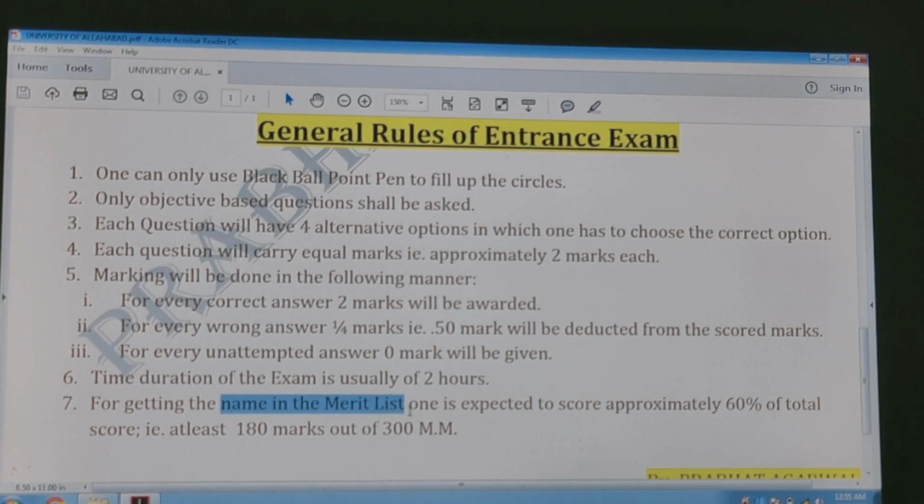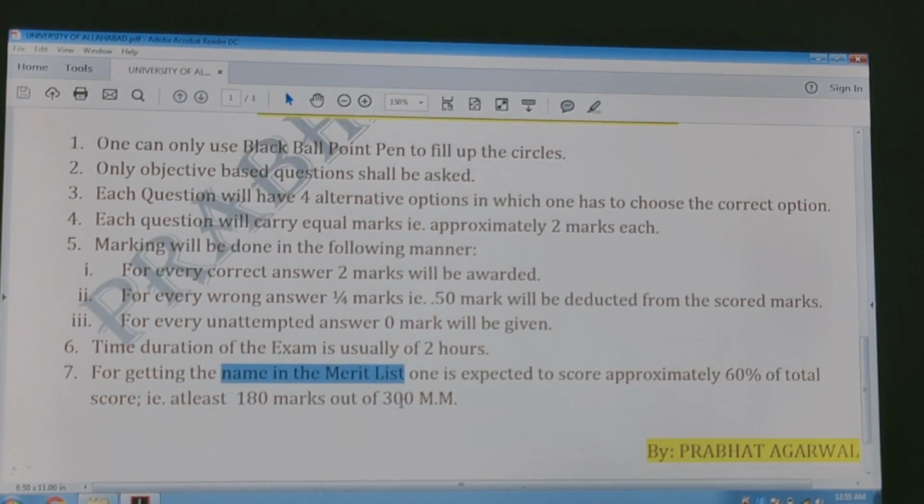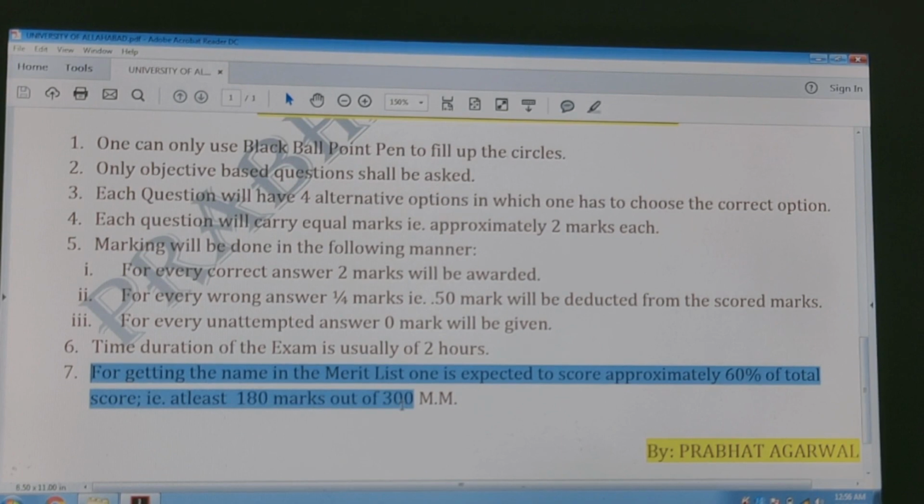So in the first list of merit, you'll be getting your selection. So this point says, for getting the name in the merit list, one is expected to score approximately 60% of the total score. That is at least 180 marks out of 300 maximum marks.